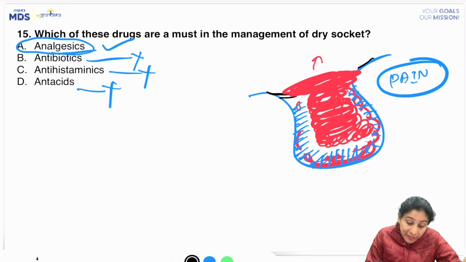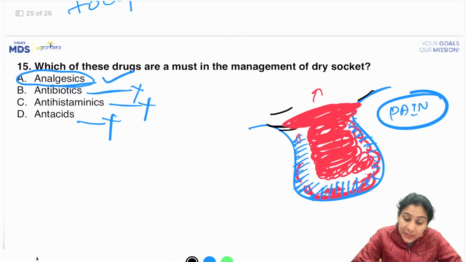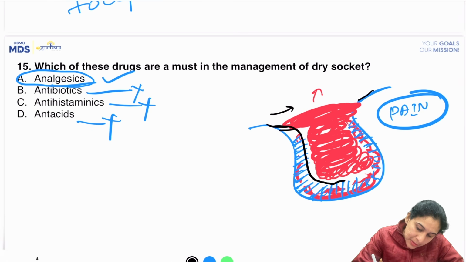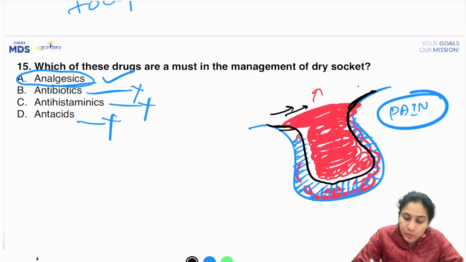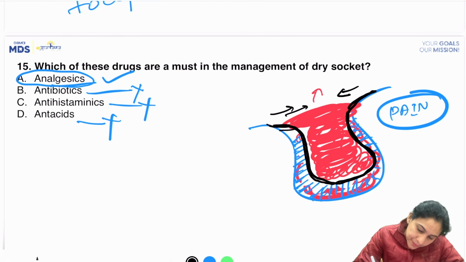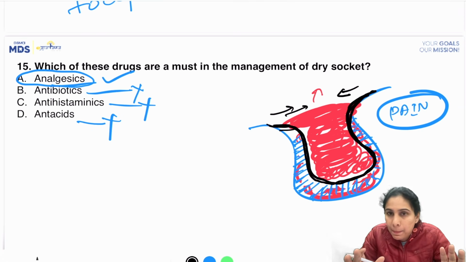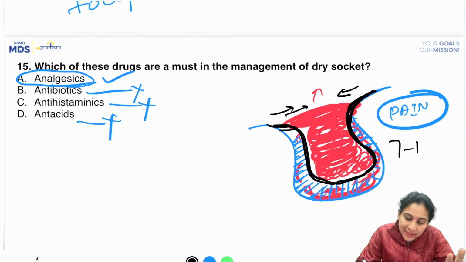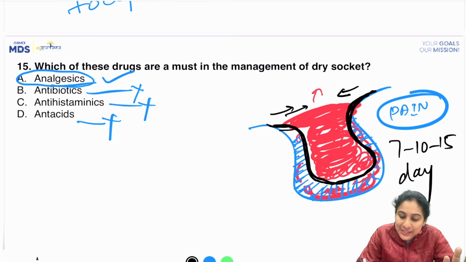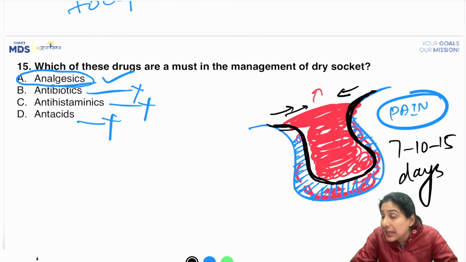Now how will the healing happen? Will the healing happen over the dressing? No. Now the healing will happen like this. The epithelium will grow into the socket, instead of growing over the socket. And when that happens, the pain will stop. Till that time, it will take 7, 10, 15 days, depending on the size of the defect. It will take time. Till that time, you have to wait.